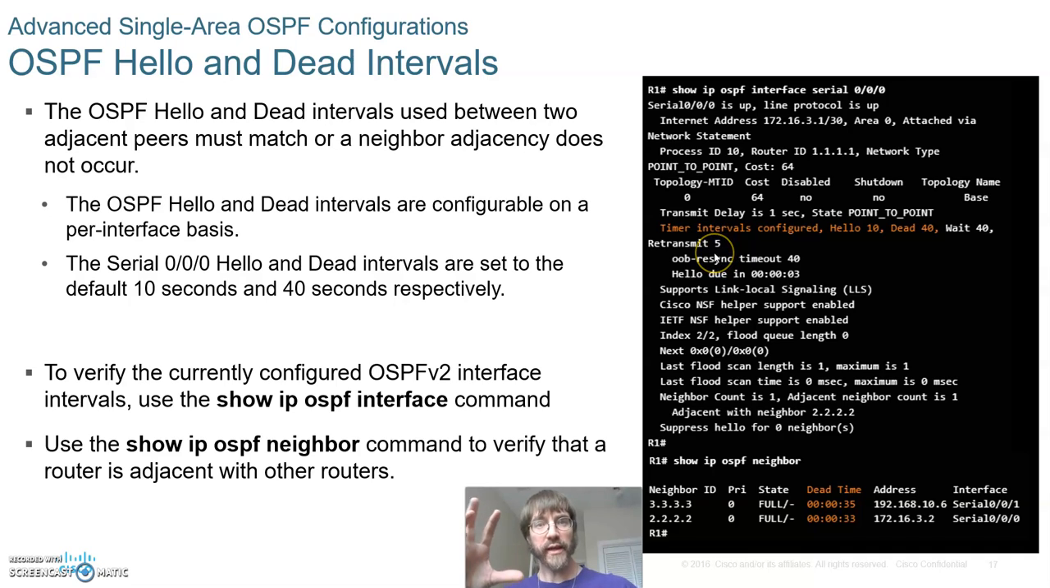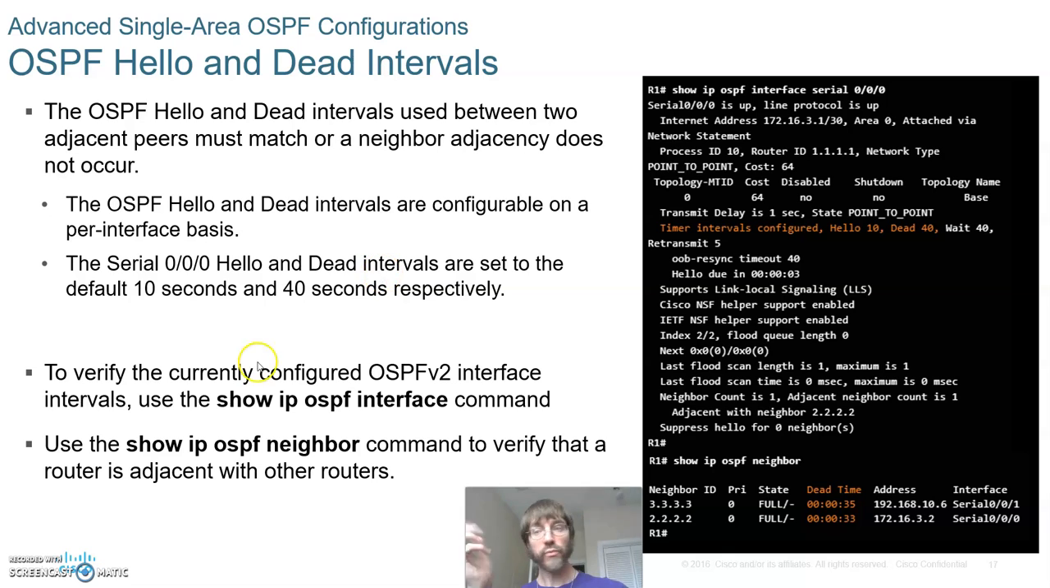Now, if you want to change that, make that 15 and 60 or whatnot, you can do that. Just remember, if you change that on one side of the link, you have to change it for everything in the link. So if you've got a couple of serial lines, they have to have the same hello and dead intervals. If you're talking about a multi-access network, everybody has to have the same hello and dead intervals.